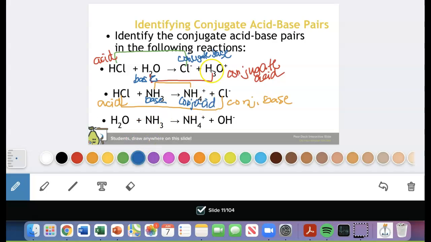So I would like you to take a moment to try to identify the conjugate acid-base pairs in this last reaction.